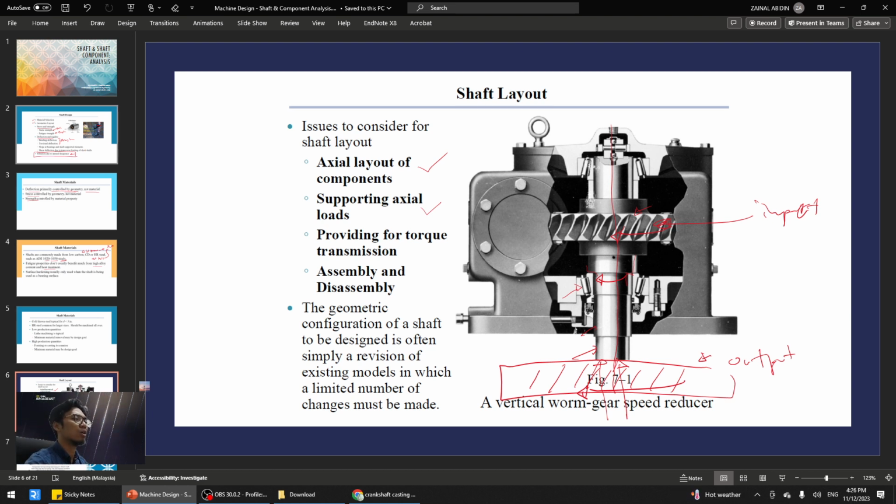Okay, and the last one on the assembly and disassembly. Kalau you design shaft, you must consider macam mana you nak assemble dia, macam mana you nak disassemble dia. You tak nak buat satu shaft yang you boleh assemble dia tapi you tak boleh disassemble dia. Yang paling teruk, you design shaft, you tak boleh assemble dia pun sebab you design diameter dia too big. Okay, you must consider that.